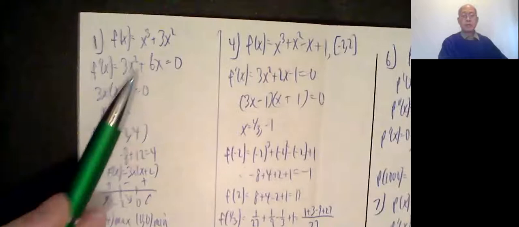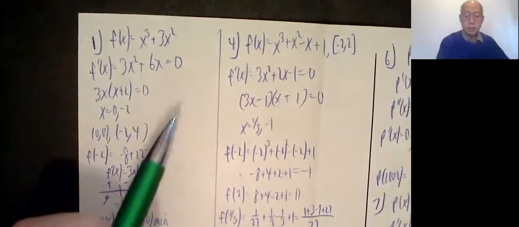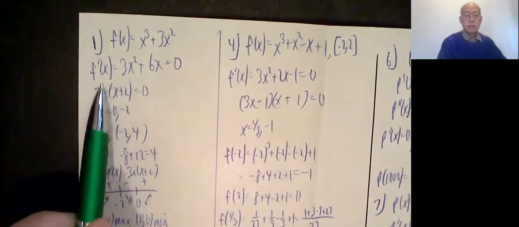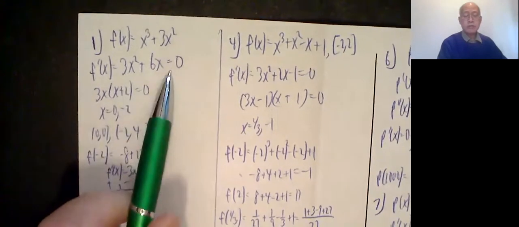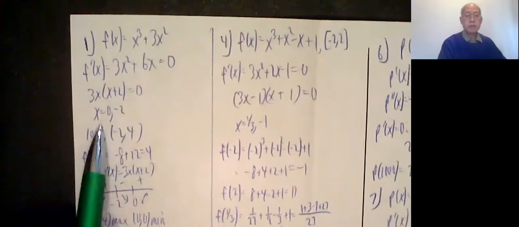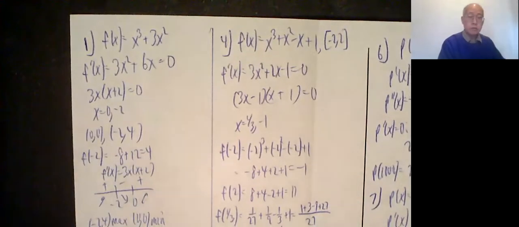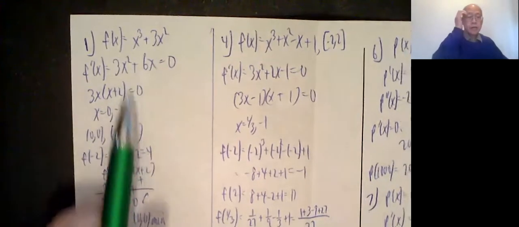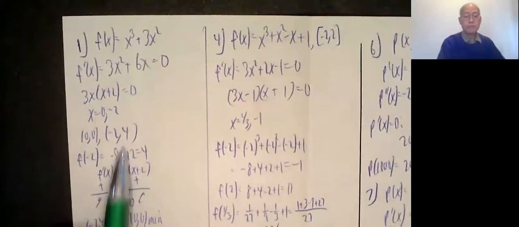Okay, number 1, f of x is x cubed plus 3x squared. Use a sign chart to determine max and min. So the derivative is 3x squared plus 6x, set it equal to 0. 3x times x plus 2 equals 0, giving me x equals 0 or negative 2. Plug in 0, you get 0. Plug in negative 2 to the original, you get 4.